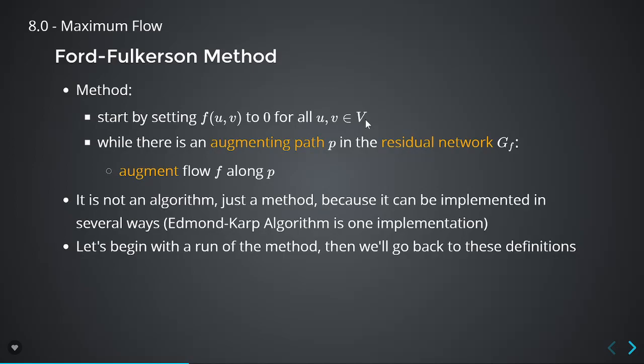By the way, I mentioned earlier that we call this a method, not an actual algorithm, because it's just saying you can implement the Ford-Fulkerson method in different ways. And Edmonds-Karp is one implementation that uses breadth first search, BFS. This is going to be clear later, near the end, we'll go back to this.